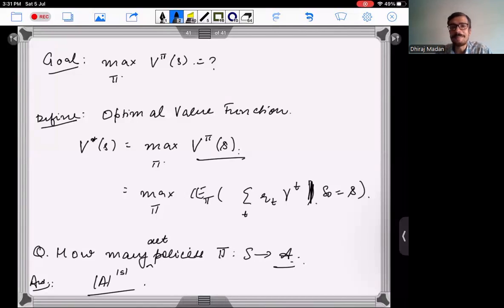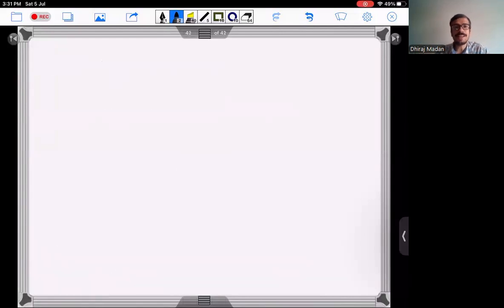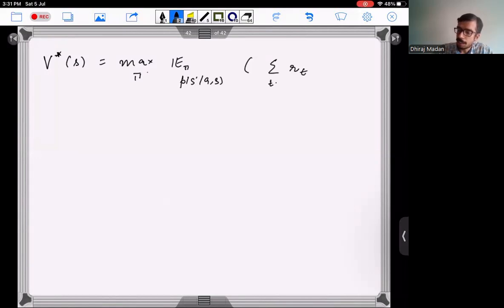So how do we actually now compute this value function? The idea is that we can use the same iterative approach. And in order to do that, we'll first derive the set of Bellman equations for this optimal policy, for the optimal value function V star. So V star of S is essentially the max over all possible policies of the expectation over the policies and transition functions of the sum over T of R_T gamma to the power T, given S naught is S.